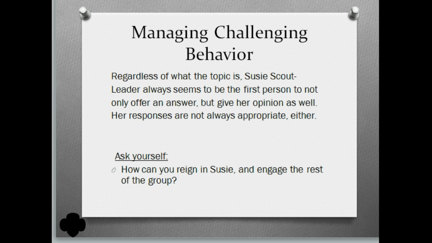In the first example, Susie, Scout Leader, always seems to be the first person to not only offer an answer, but to give her opinion as well. Her responses are not always appropriate either. How can you rein in Susie and engage the rest of the group?